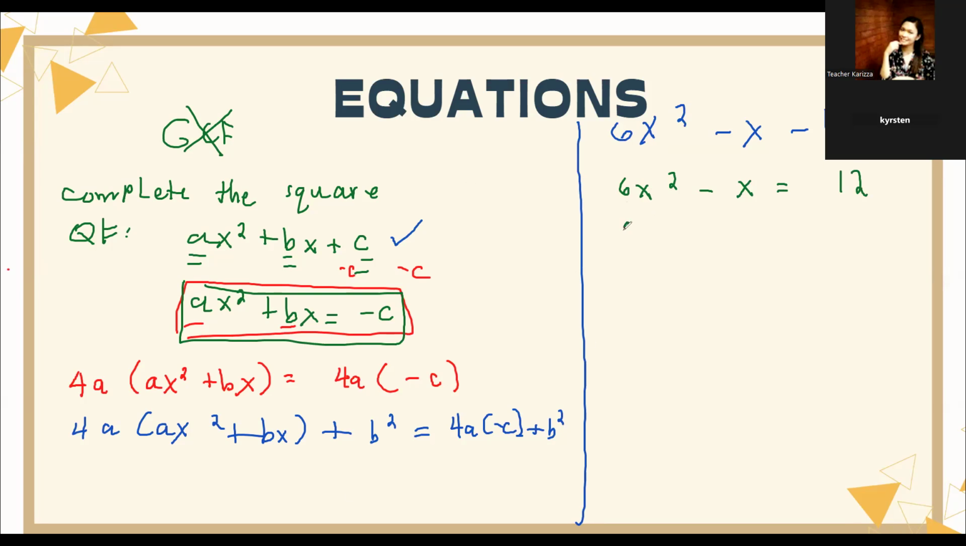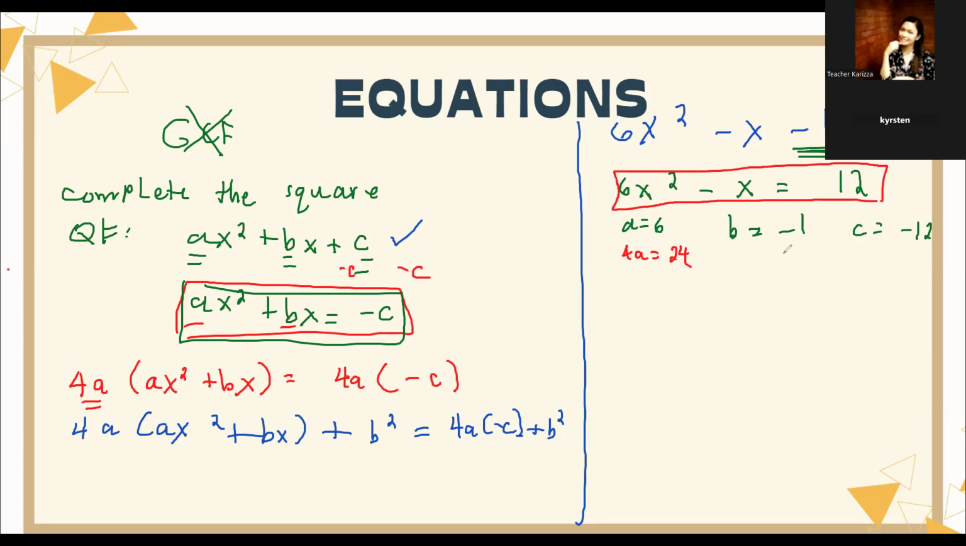So let's identify our values. A is equal to 6, B is equal to negative 1, and then C is equal to negative 12, kasi originally it's negative 12. Okay. So our next step is to multiply both sides by 4A. So 4A is equal to 24. So this is our formula. And then we're just gonna multiply it by 24. So it's 24 times 6x squared minus x is equal to 24 times 12.